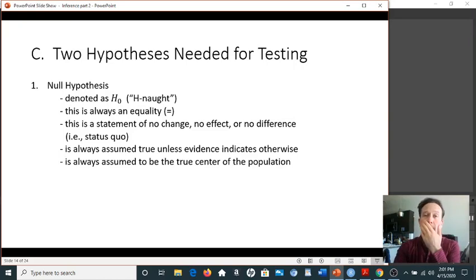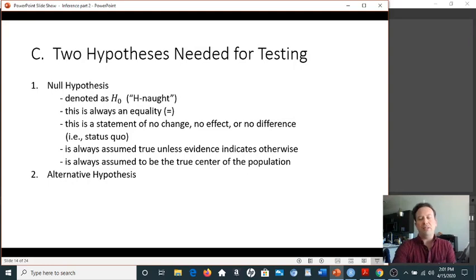Also, it's because we're assuming it to be true at first. Remember, in statistics, when we talk about bell curves, our true value typically should be in the center or near the center. So since we're assuming the null hypothesis is the true value or the status quo, we expect it to be near the center.